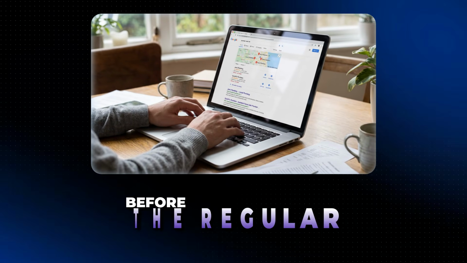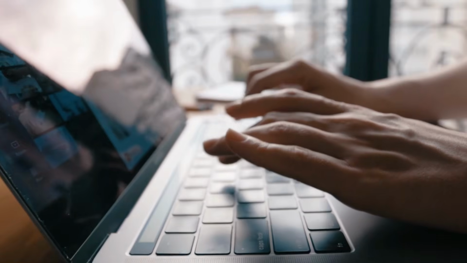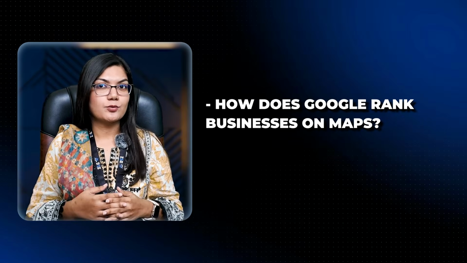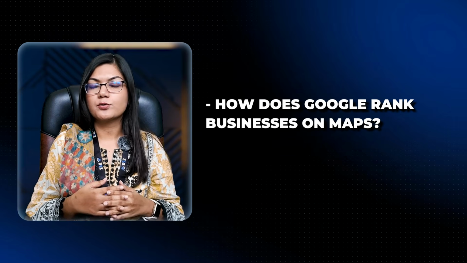Imagine someone searches for "plumber near me" or "best restaurants near me." Google may show a map with several local businesses before the regular organic search results. For local businesses, appearing in these results can bring highly targeted customers who are already looking for the products or services you offer. But how does Google decide which businesses appear on Google Maps?